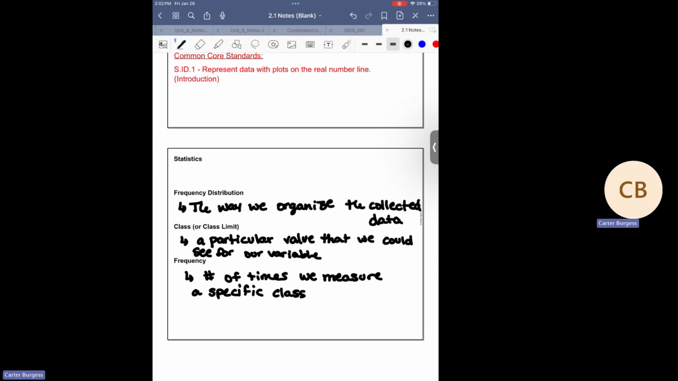So in my sweatshirt example, I measured 11 sweatshirts in one of my classes, and in two of them I measured 14 sweatshirts. My classes of my frequency distribution are either 11 or 14 for number of sweatshirts. I have a frequency of 1 for 11. Only one of the things that I analyzed gave me an output of 11, and I would have a frequency of 2 for that class of 14.